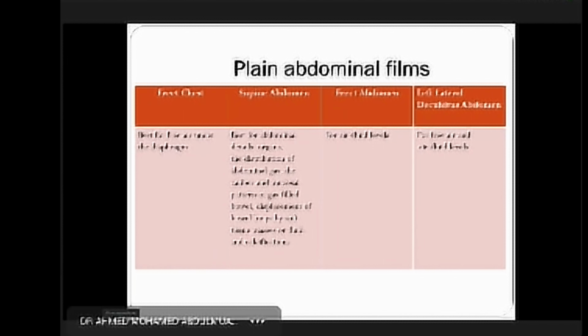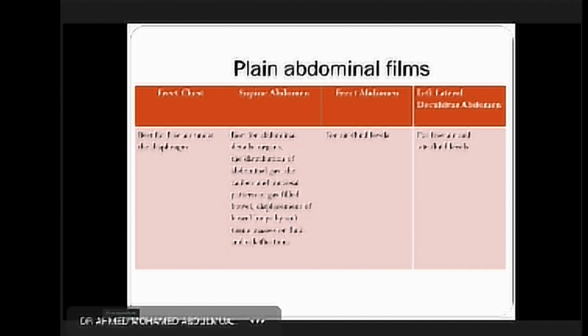And erect abdominal radiograph, you can order it along with the supine abdominal radiograph, for example, for intestinal obstruction, large or small bowel obstruction, or maybe cecal or sigmoid volvulus. It is to see the air fluid levels, so we can see multiple air fluid levels with a step ladder appearance. Then lateral decubitus, it will be like alternate left lateral decubitus.